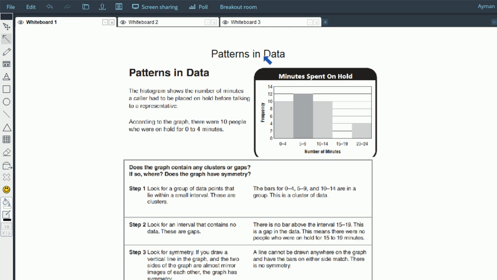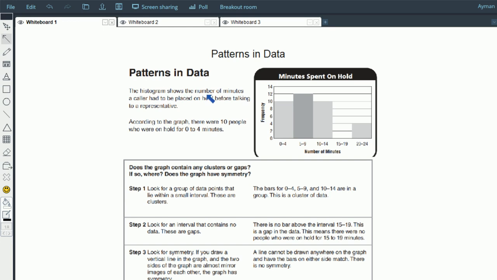Today we will talk about patterns in data. What is the meaning of patterns in data? You look for patterns here in data, and you can figure it out. Welcome, Nasser. Good afternoon. Today we are talking about patterns in data. Here we have a histogram. A histogram is like bars, okay?